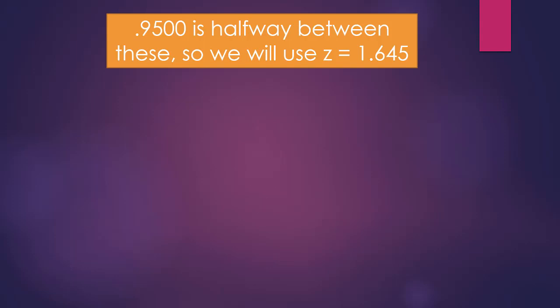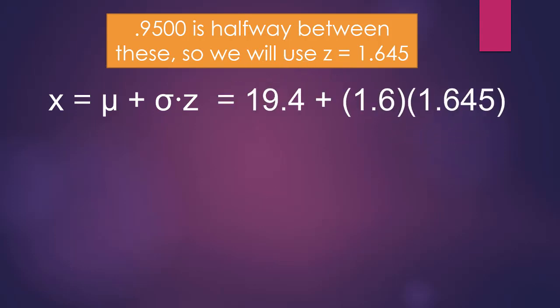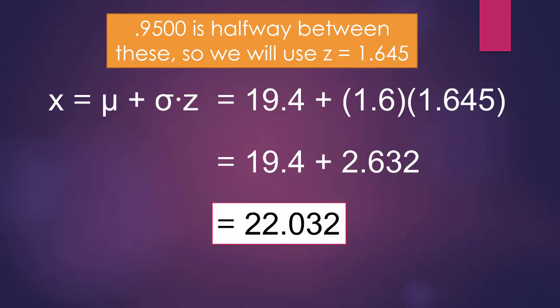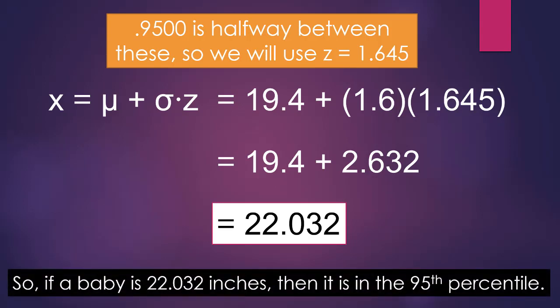Okay. So now we're using the z-score equals 1.645 in our brand spanking new x value formula. X equals mu plus sigma times z. The mu was 19.4, the sigma was 1.6, and our newly minted z-score is 1.645. We multiply the 1.6 times 1.645, and we get 2.632. Adding that to the 19.4, we find out that 22.032 is our answer. So what that means for us is that if a baby is 22.032 inches, then it is in the 95th percentile.